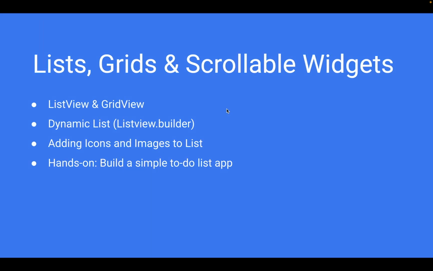For today's class, we are going to be looking at ListView and GridView. We are going to be looking at dynamic list using ListView.builder, and we are going to talk about adding icons and images to lists. At the end of this section, we are going to build a simple to-do list app. With this app, we'll be able to add items to the list and delete items from the list. Those are the two things we are going to be doing. Later I'm going to give you an assignment that you need to work on for the to-do app. I'll do that by the end of the section, okay?